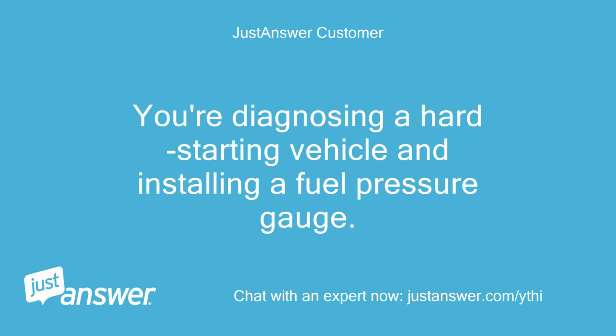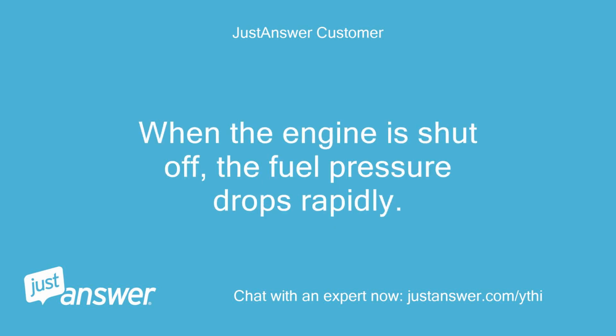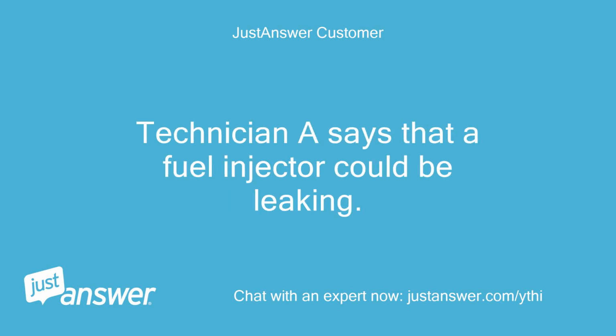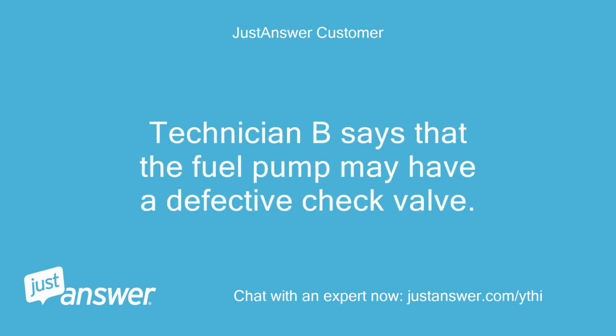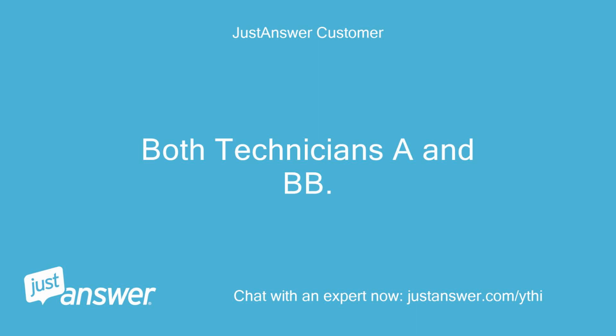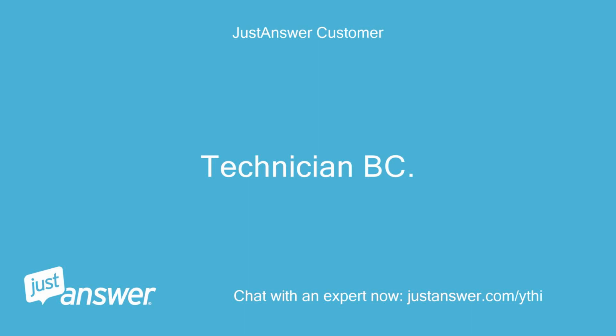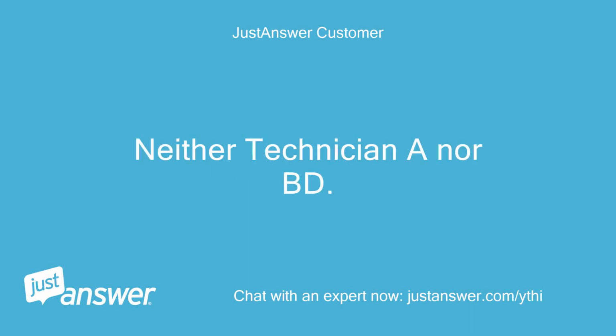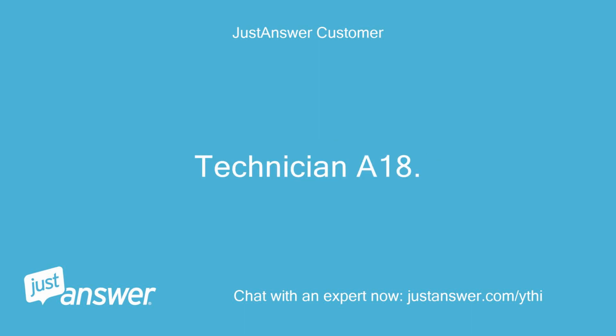17. You're diagnosing a hard-starting vehicle and installing a fuel pressure gauge. When the engine is shut off, the fuel pressure drops rapidly. Technician A says that a fuel injector could be leaking. Technician B says that the fuel pump may have a defective check valve. Who is correct? A. Both technicians A and B. B. Technician B. C. Neither technician A nor B. D. Technician A.